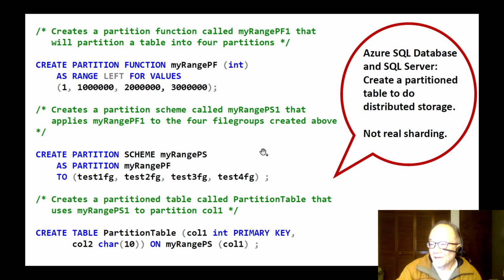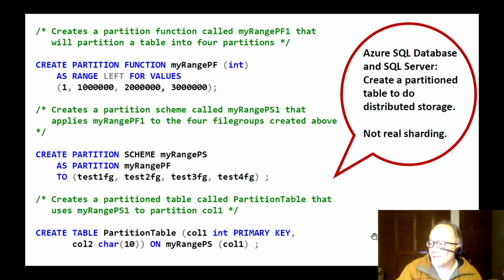Next, we need to create a scheme. The scheme will determine how the data will be physically distributed. In our example, there are 4 file groups for this scheme. Lastly, we can create a partitioned table based on the scheme.